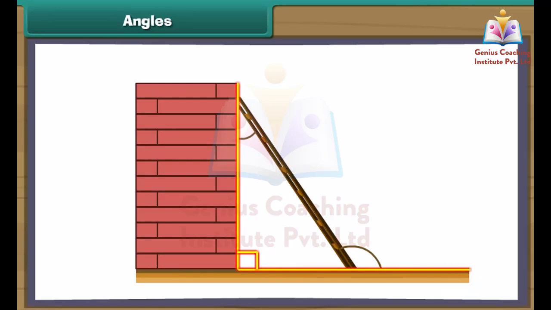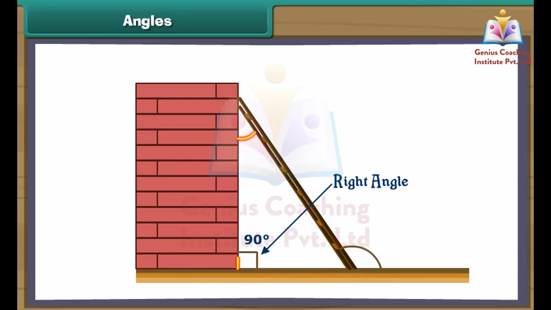The ground acts as the base and the wall as the vertical line. The angle is L-shaped. It is a right angle and its measure is 90 degrees. Now consider the angle that the ladder makes with the wall. We take the wall as the base. The ladder is not vertical. It is tilted in. Such an angle is called an acute angle, and its measure is less than 90 degrees.